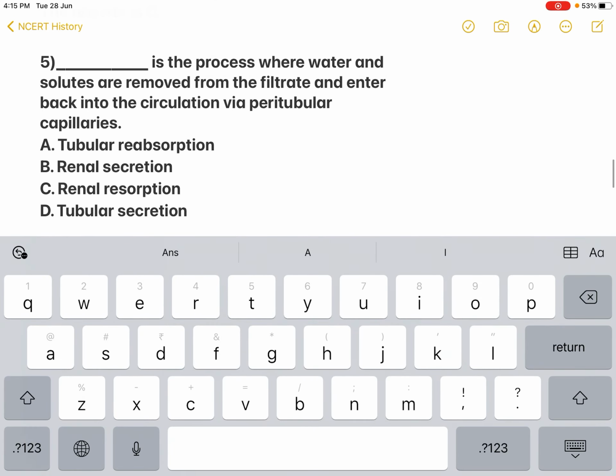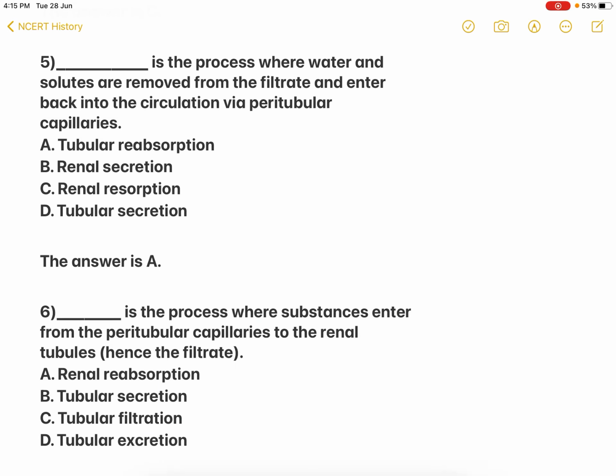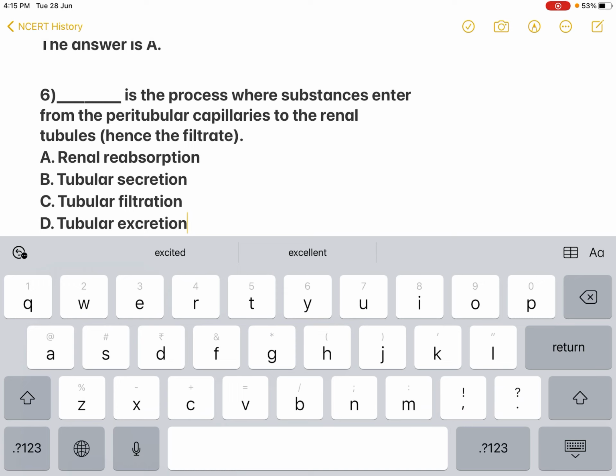Next, dash is the process where water and solutes are removed from the filtrate and enter back into the circulation via peritubular capillaries. Option A, tubular reabsorption. Option B, renal secretion. Option C, renal resorption. Option D, tubular secretion. Correct answer here is A. Tubular reabsorption is a process where water and solutes are removed from the filtrate and enter back into circulation via peritubular capillaries. Again, this is also a very important point.